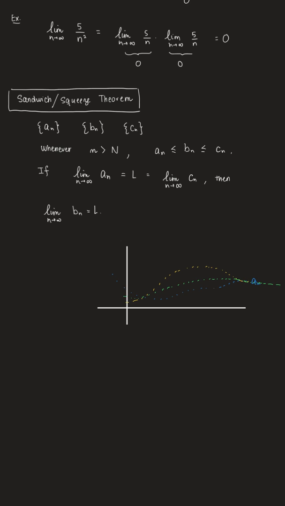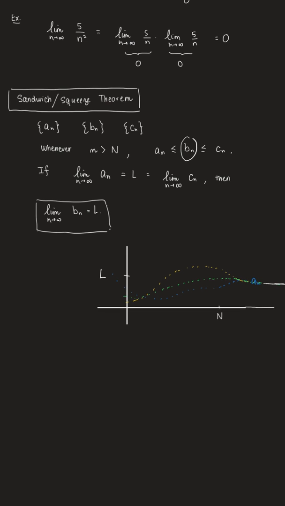So what this diagram shows is that after a certain value, let's say capital N, the blue sequence is always smaller than the yellow sequence, and the green one is in between. All the terms of b sub n are in between after a certain point. And let's suppose that both a sub n and c sub n converge to some value L, then we can say that b sub n will also converge to that same value.